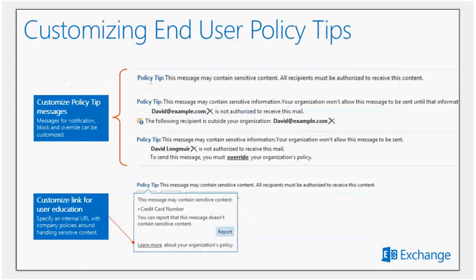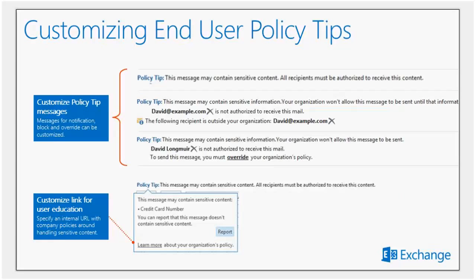I mentioned that you can customize the end user policy tips, and this is how you can do that. Essentially, right now in this example, you're looking at different policies that are available out of the box. For example, in the first case, when I tried to enter a credit card number, it gave me the first policy that it contains sensitive content, but the recipients must be authorized, but it didn't ask me for any business justification or approval. But in the second case, when I tried to send an attachment, there was a box that I had to fill out, essentially providing what business justification is needed for that message.